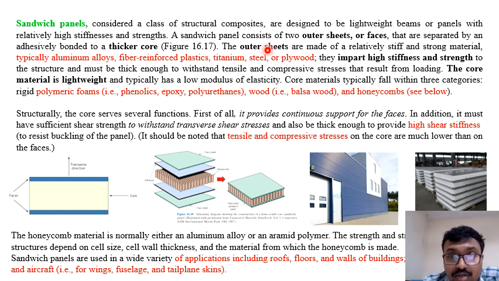The outer sheets are made of a relatively stiff and strong material, typically aluminum alloy, fiber reinforced plastic, titanium, or steel. They impart high stiffness and strength to the structure and must be thick enough to withstand tensile and compressive stresses that result from loading. The core material is lightweight and typically has a low modulus of elasticity.